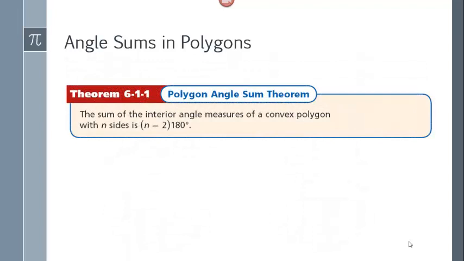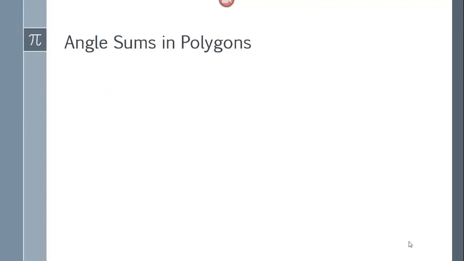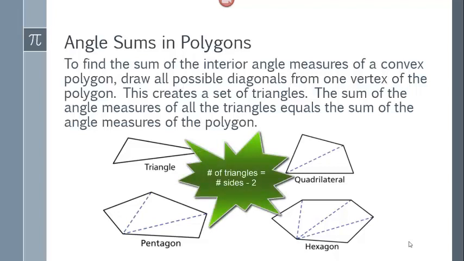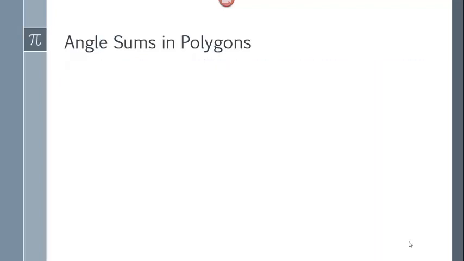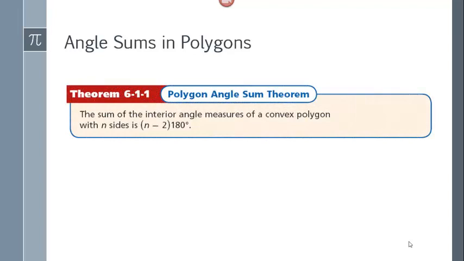That leads us to this formula. The sum of the interior angle measures of a convex polygon with n sides is n minus 2 times 180. Okay, so the number of sides minus 2, because if you remember, all of these polygons, the number of triangles is actually 2 less than the number of sides. So that's where that n minus 2 comes from. And then we multiply it by 180. That represents a single triangle.